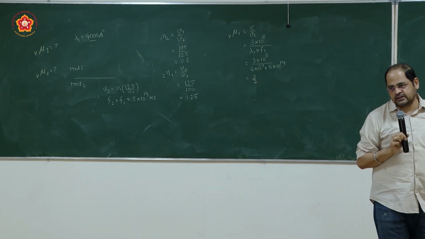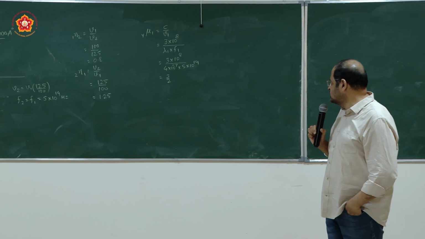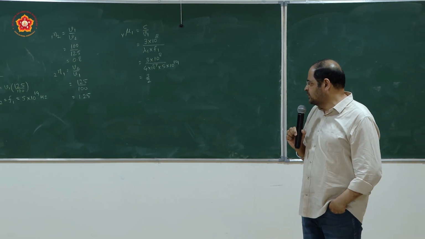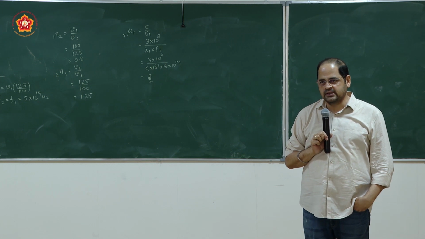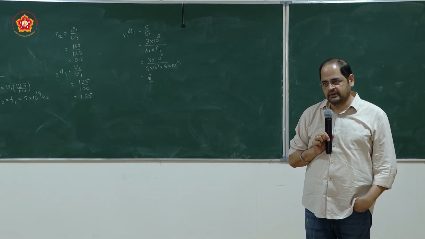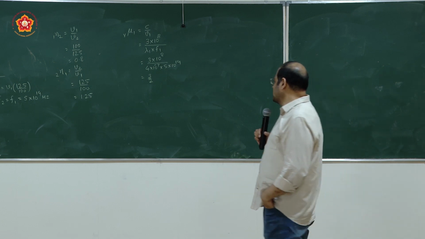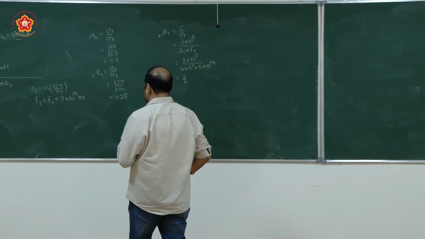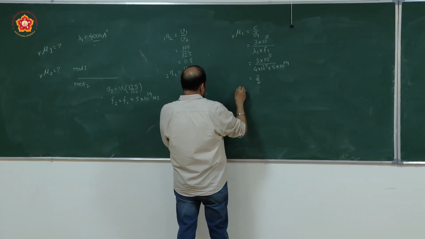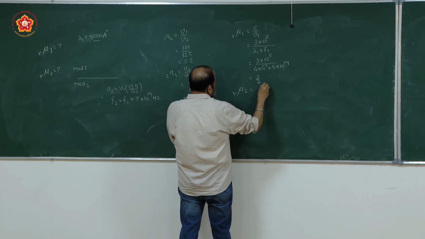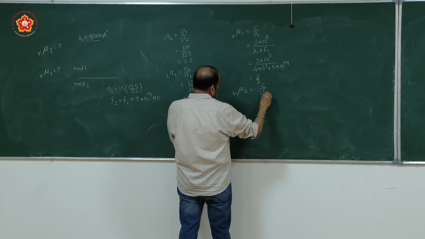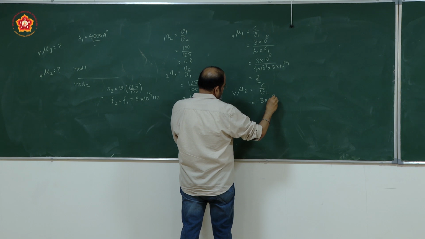So the refractive index of the first medium with respect to the vacuum is turning out to be 1.5. Able to get this? Now we have calculated this. The second part is also to be calculated. That is, the refractive index of the second medium with respect to vacuum is C upon V2. So you will be having 3 into 10 to the power 8.